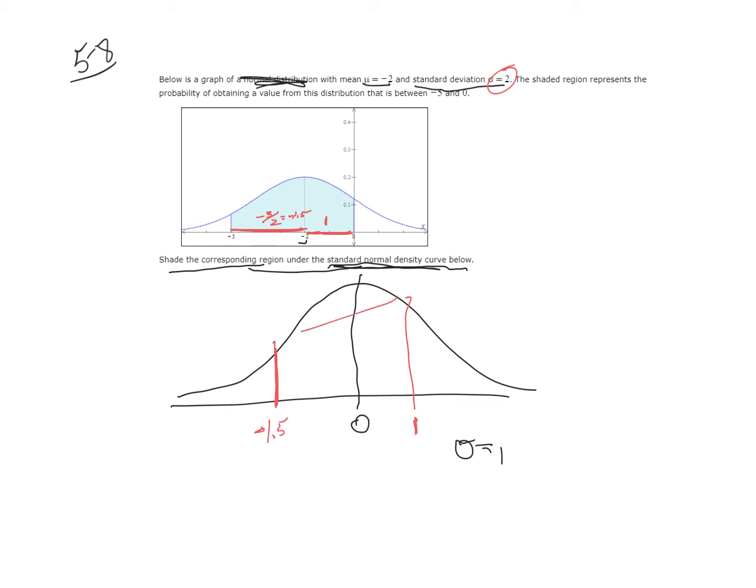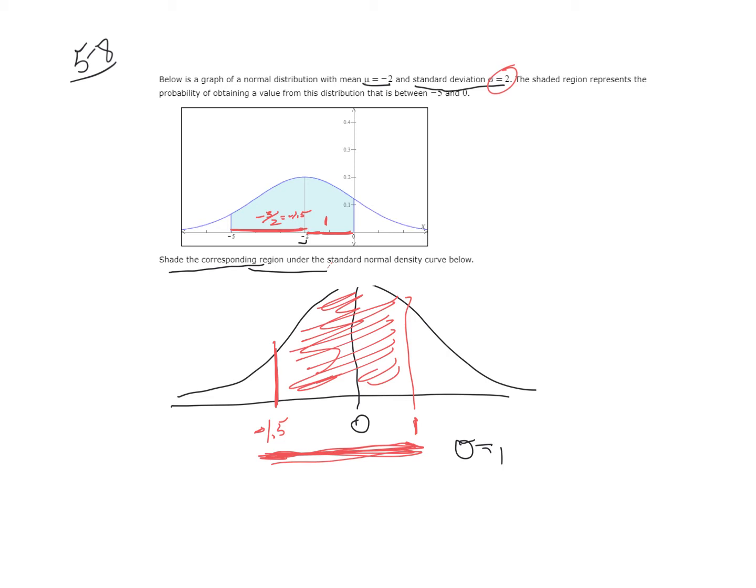So basically I'm looking to shade all the area in between here. On a standard normal density curve, I'm just looking for the area between 1 standard deviation and -1.5 standard deviations. We're going to be doing that in the next few problems, but right now they're just wanting you to be able to sketch that. Again, the main thing here is knowing the difference between a normal distribution and a standard normal density curve, which has a mean of 0 and a standard deviation of 1.